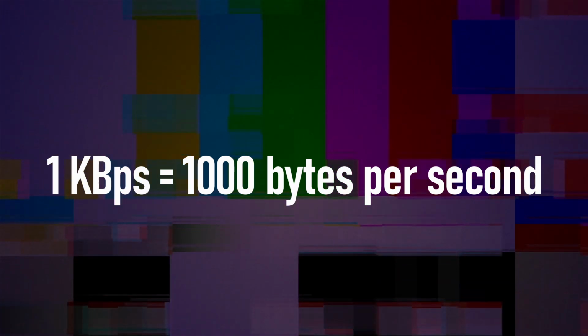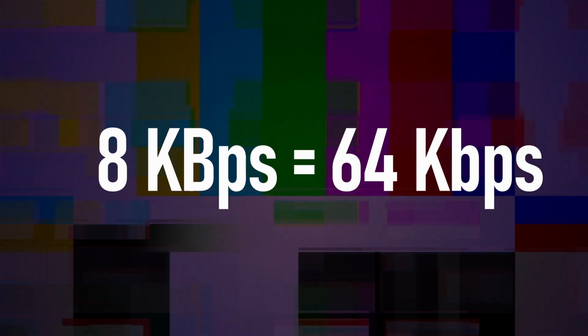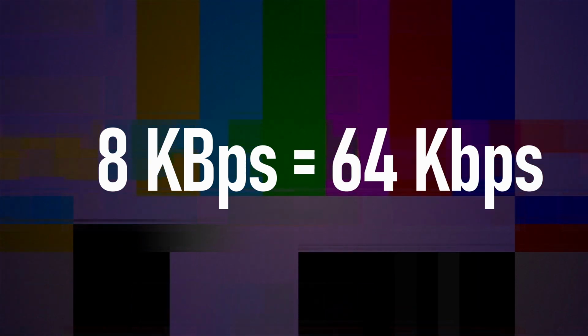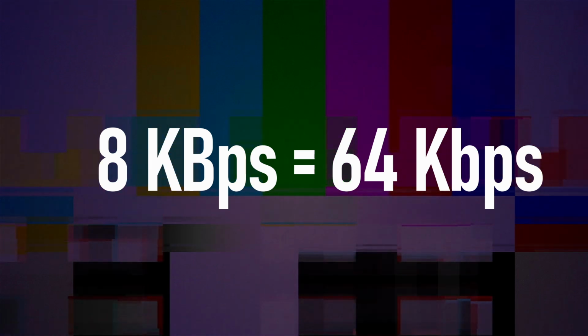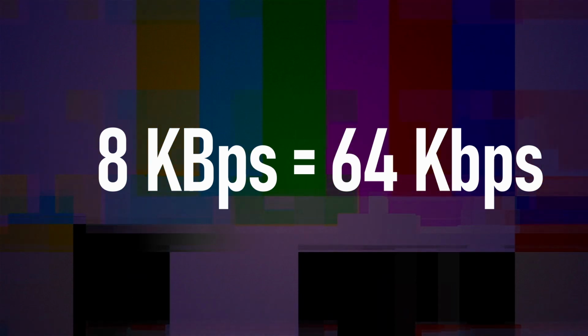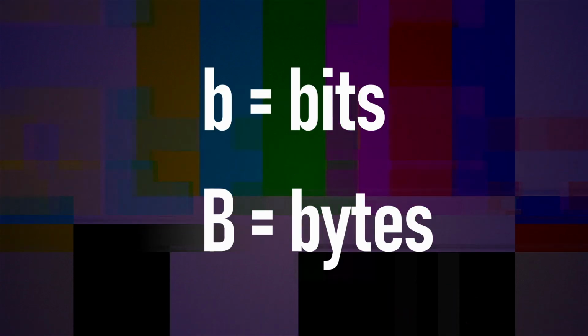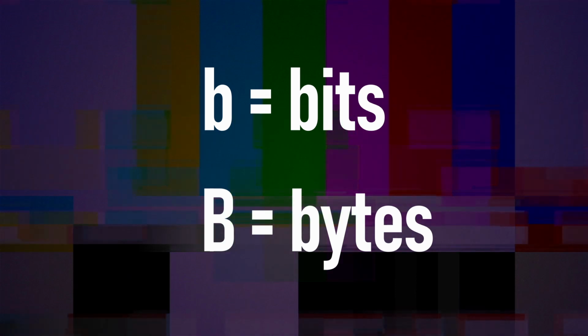Because this is an 8-fold difference. 8 kilobits per second equals 1 kilobyte per second. 8 kilobytes per second equals 64 kilobits per second. If we don't know which we're referring to, this gets out of hand very quickly, leads to a lot of confusion, which is why I need to emphasize when you are abbreviating this into the acronym, bits is always a lowercase b, and bytes is always an uppercase B.